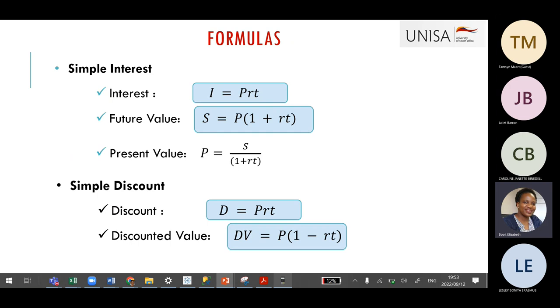For a simple discount, we also learned the same. Discount is the amount that is discounted by that fraction or proportion, and the discount value is the actual discount amount after you take the discount from your present value.